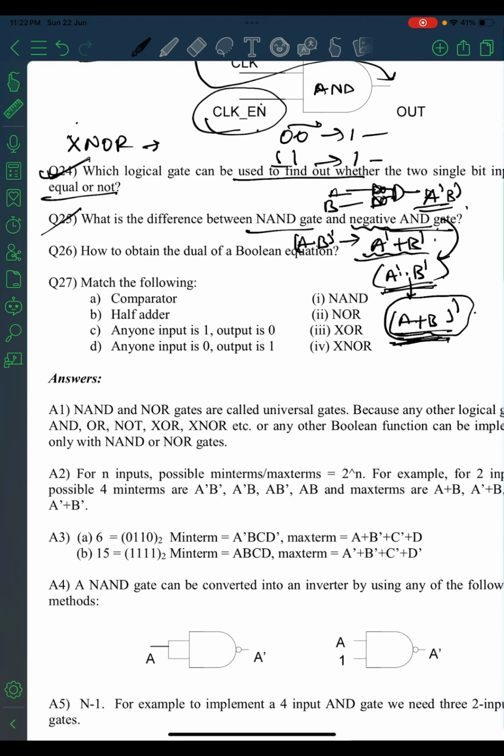This is the 25th question. How to obtain the dual of a Boolean equation? The dual is obtained by replacing each AND with an OR and each OR with an AND in the Boolean equation. By using this, we get the dual.